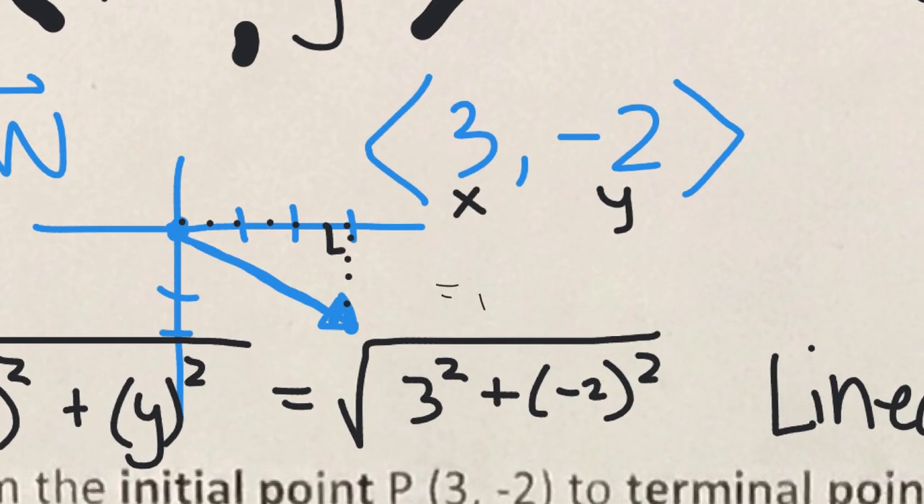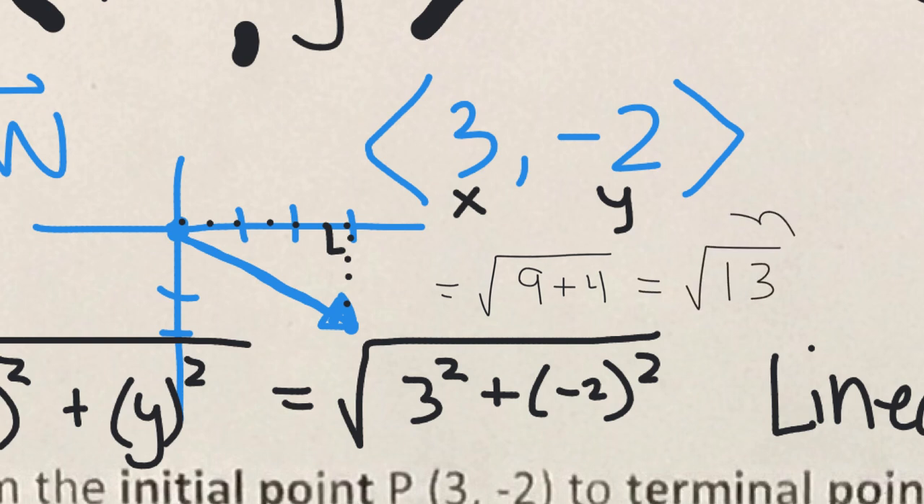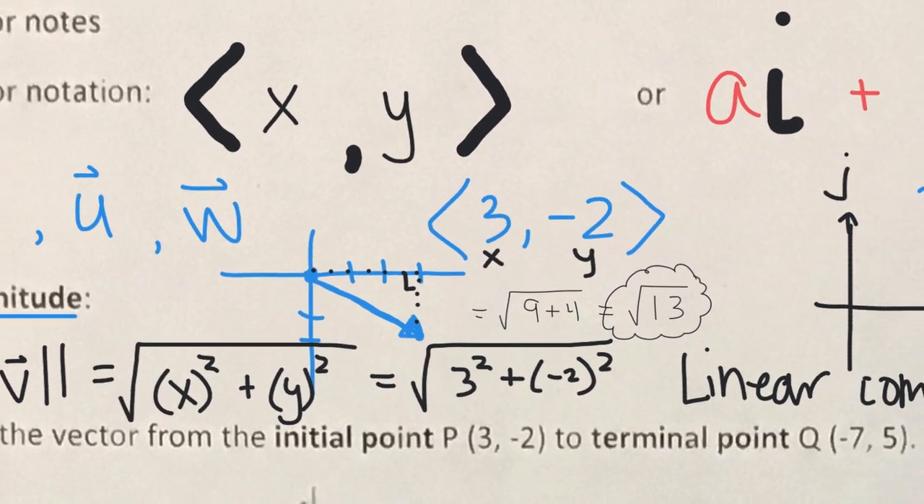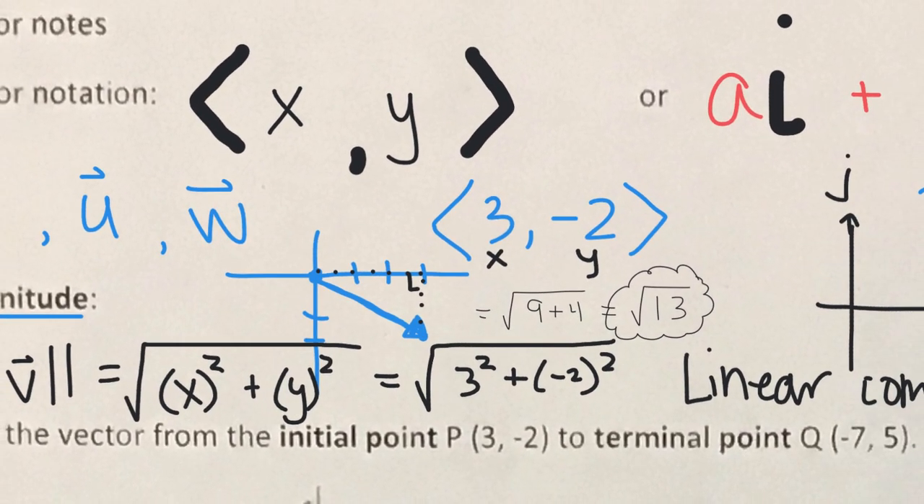So 3 squared is, of course, 9. Negative 2 squared is positive 4. So this vector would have a magnitude of the square root of 13. And it's perfectly fine, at least in my class, to leave your answer as a radical. You do not have to put that into a calculator and make it into a decimal. Okay, so radicals are fine for the magnitude of vectors.